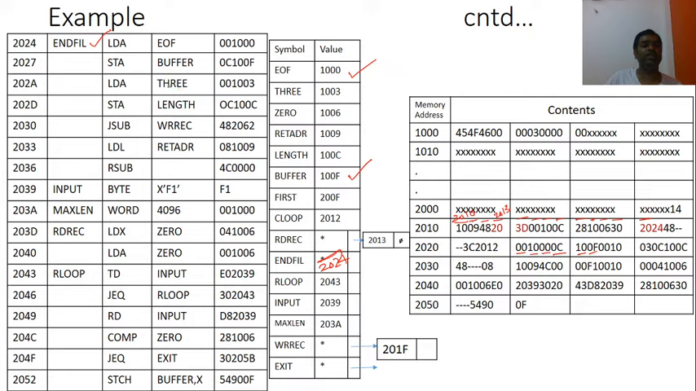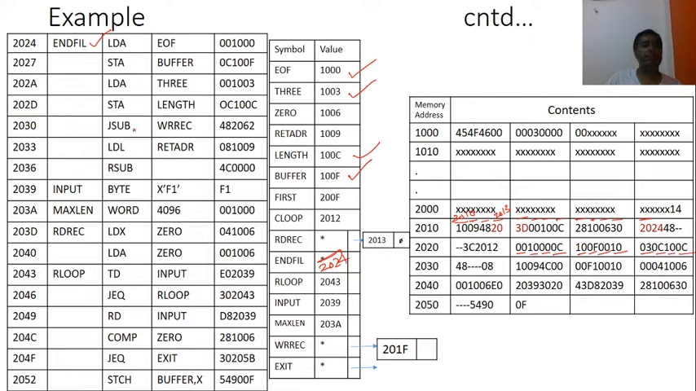Now the next instruction is LDA THREE. Let's check that THREE is present in the symbol table. Yes. So we can assemble this instruction. What will be the object code? 001003. It is loaded here. Next instruction is STA LENGTH. You can see LENGTH is defined here. So we can assemble this instruction, 0C100C. It is loaded here.